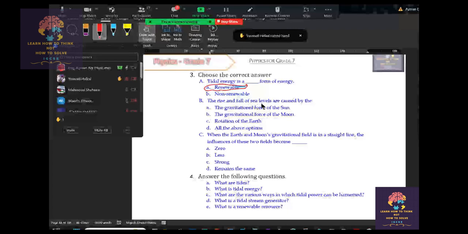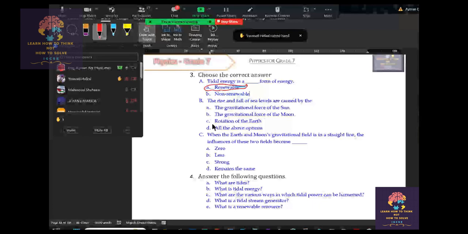The rise and fall of sea level are caused by what? Moon. All the above. The gravitational force of the moon. My name is Mahmoud, not Mohamed. Okay, the rise and fall of sea levels is caused by the gravitational force of the earth. The gravitational force of the moon, rotation, all of the above. Excellent.